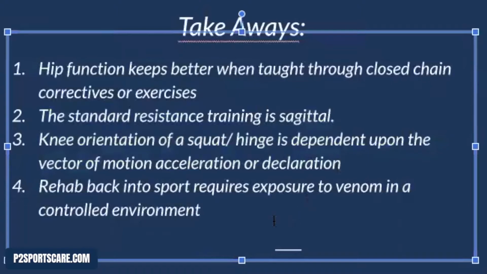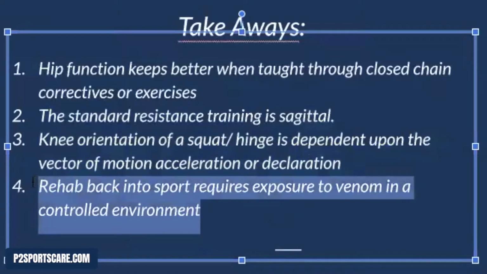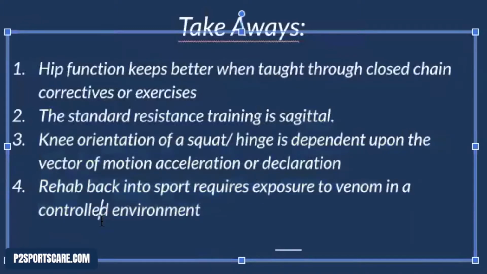Especially if you want to get the person back to a sport, then you're going to have to consider what type of things this person is being exposed to in sport. And so rehab, in my opinion, rehab back into a sport requires exposure to venom in a controlled environment. We have this venom, anti-venom analogy: they're going to experience poisons and variations of movements throughout their sport that are hard to control if you have not been exposed to them yet. So slow exposure to venom in a controlled environment is what I tend to do with that.